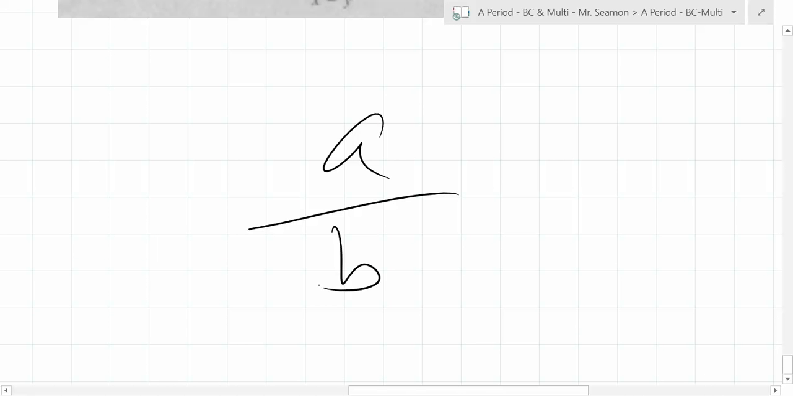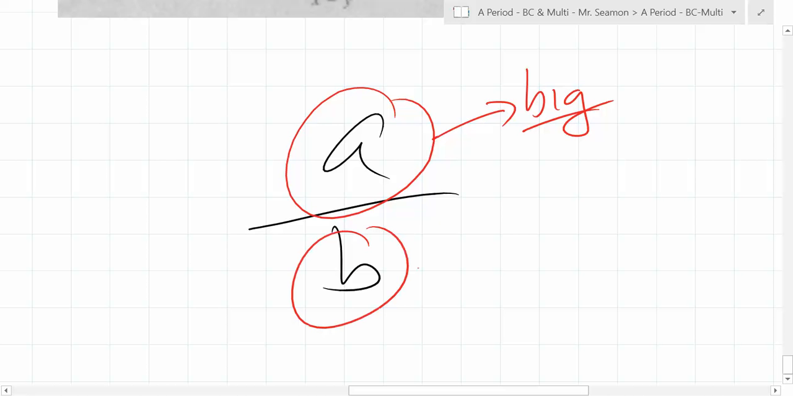So let's not even look at this. If I gave you a fraction, how can you make a fraction bigger? There's 2 ways just by modifying a and b. If you want to make this bigger, what do you do? Yeah, so A needs to be as big as possible, and B needs to be as small as possible.